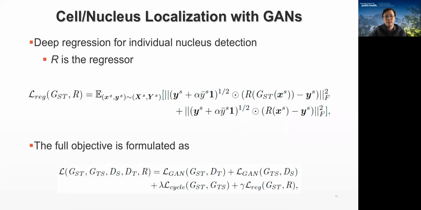So we don't want this kind of solution. We just use a weighted mean square error loss to train this regression model. And finally, we combine all the losses into a single function. Then we train this function for the cell detection.